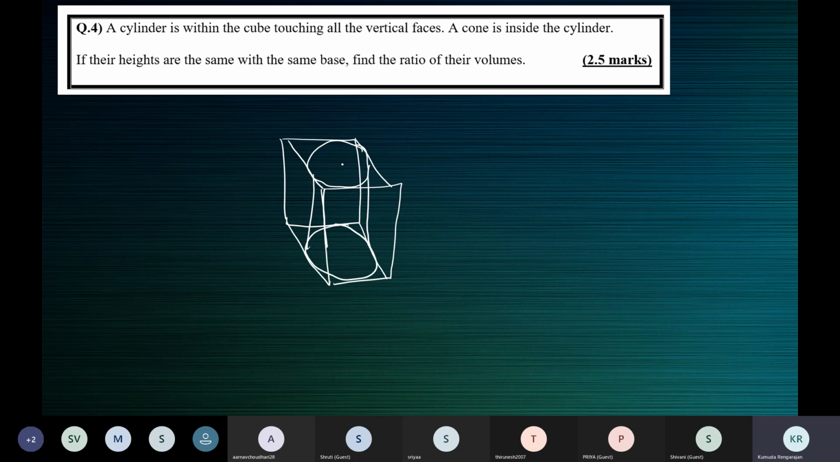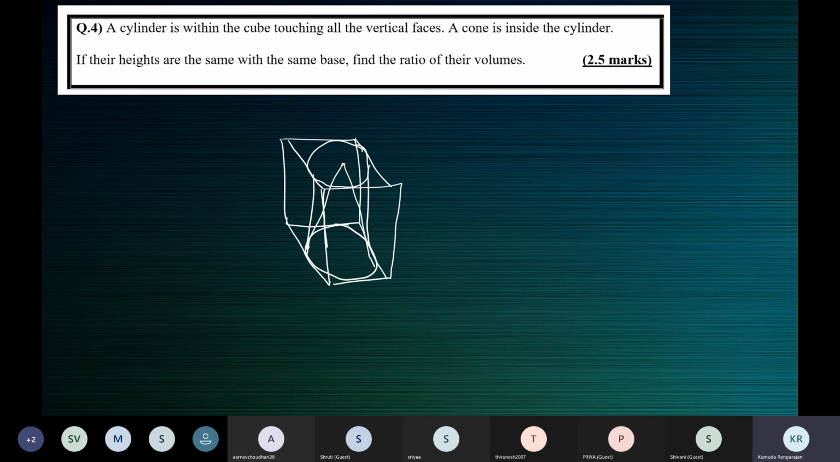And then inside this, there is a cylinder. I'm sorry, a cone. Inside this, there's a cone. So the outermost thing is the cube. Inside that cylinder, inside that cone. All their heights are the same. Height of the cube, height of the cylinder, height of the cone, all the same.